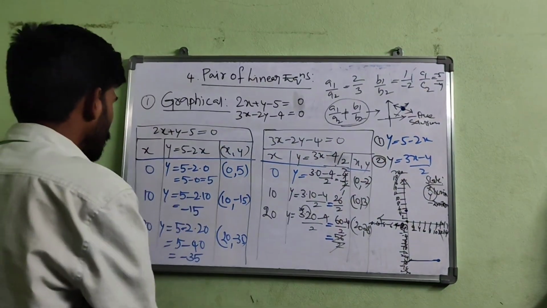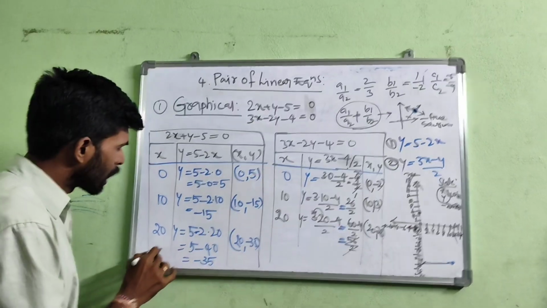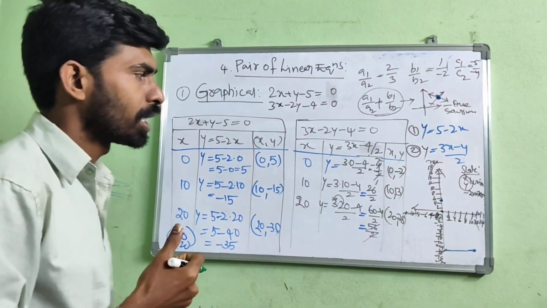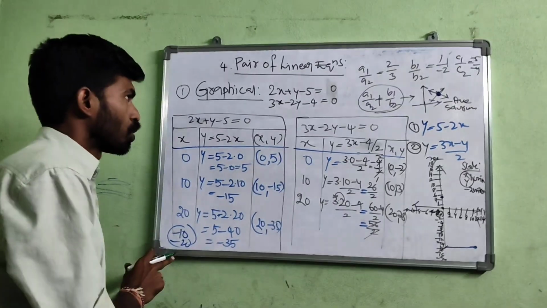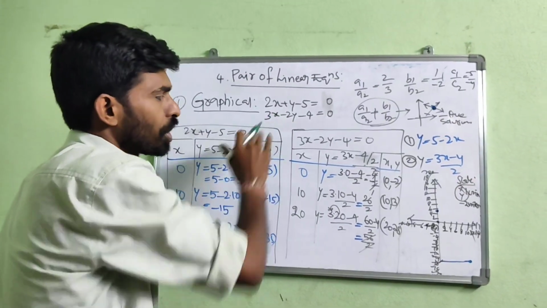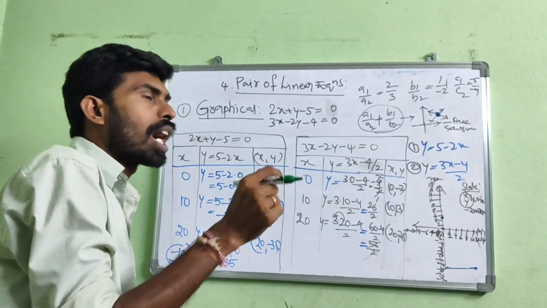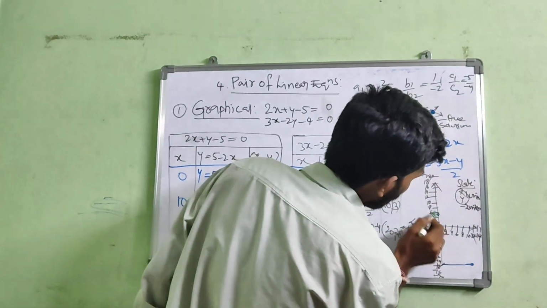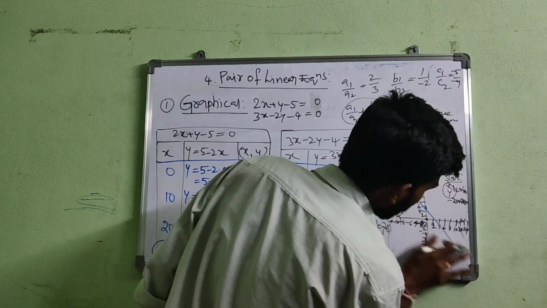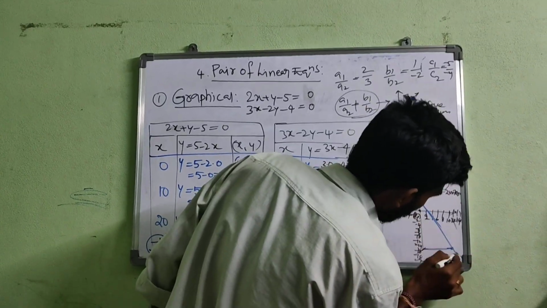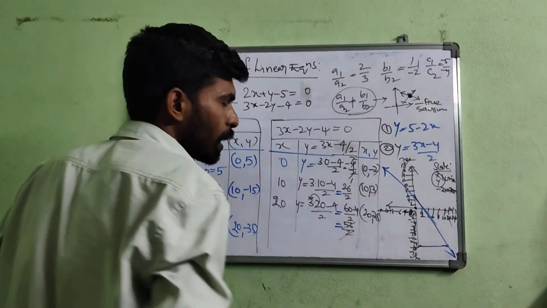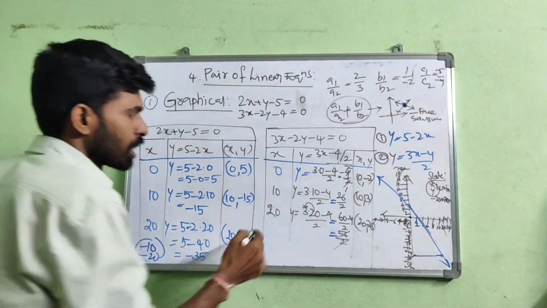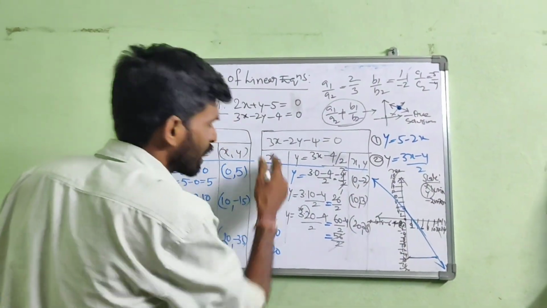For example, next you need to take minus 10 and minus 20 values also, for a better representation. These are linear equations. That means linear equations have graphs like straight lines. You need to draw this straight line touching these points. Take minus 10 and minus 20 also as x values.